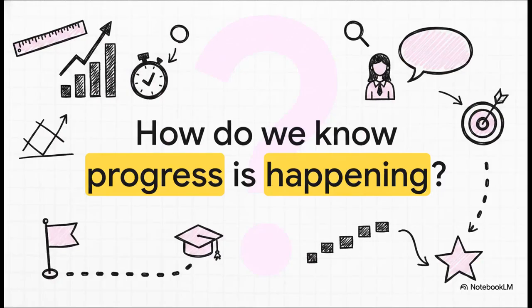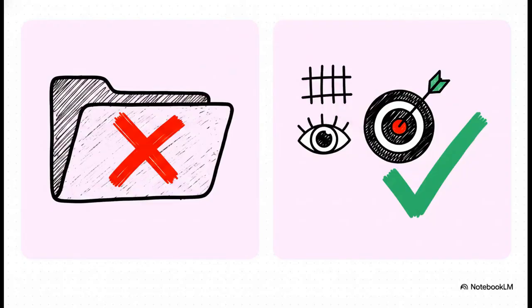So, this brings up the next massive question. How do we know progress is happening? Because let's be honest, the most beautifully written goal in the world is totally useless if we have no clue whether the student is actually hitting it. When the form asks how you'll track progress, please, whatever you do, do not just write data will be recorded. That means absolutely nothing. Be concrete.